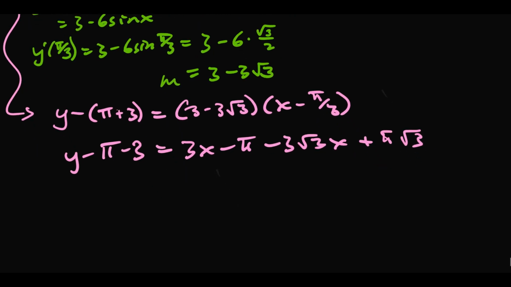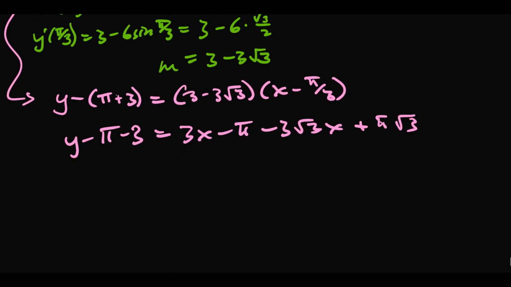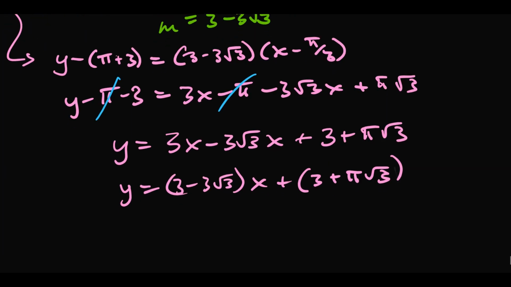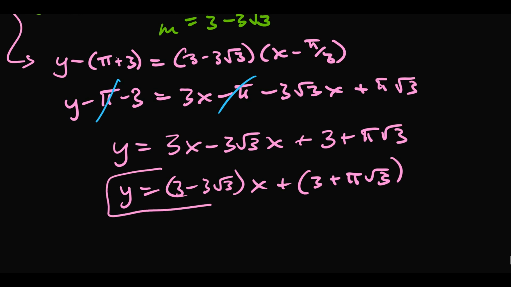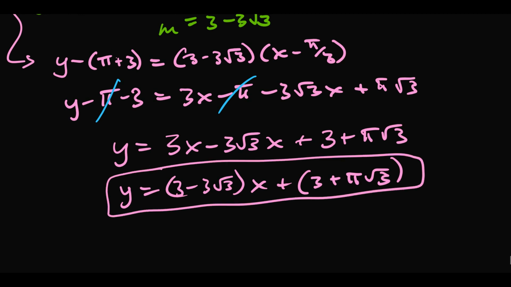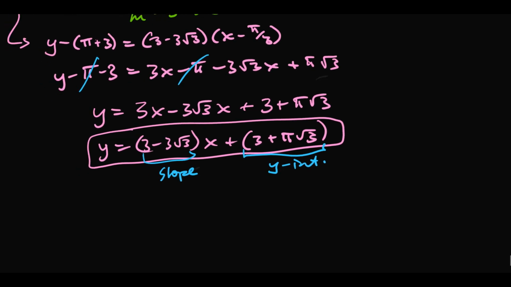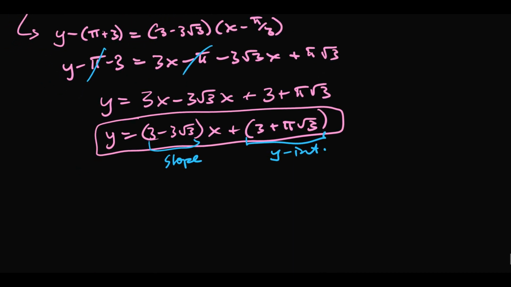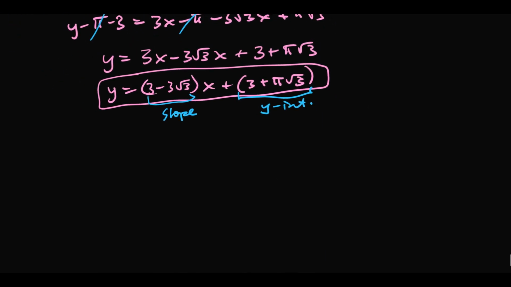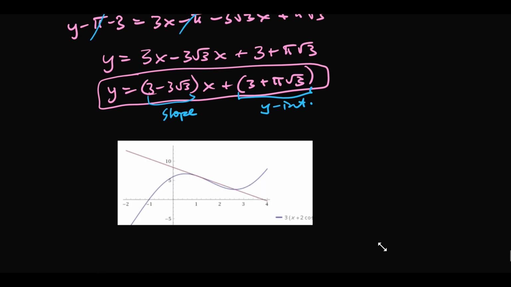All right, so I'm going to simplify this. Okay, so I did some of the math, and this is what I got right here. There's my tangent line. So what I have here is the slope, and right here is the y-intercept. So what I did was I went ahead and plotted this in Wolfram Alpha, and I got right here.